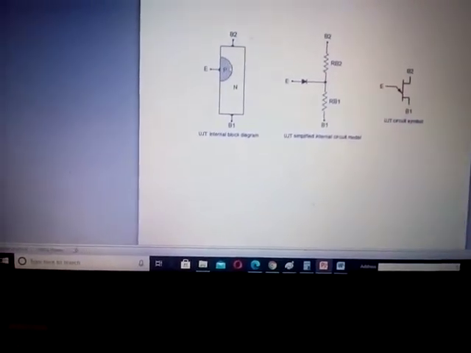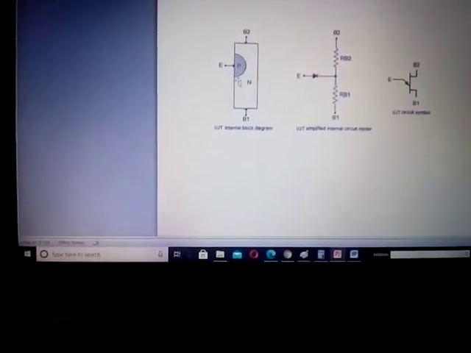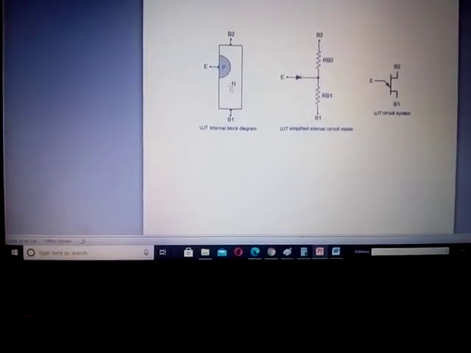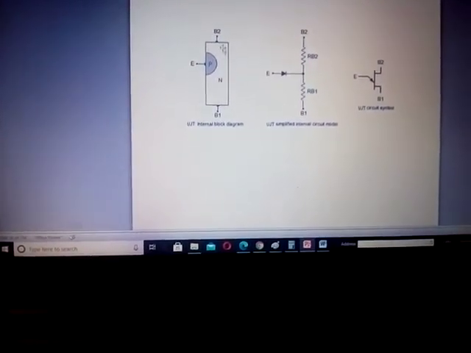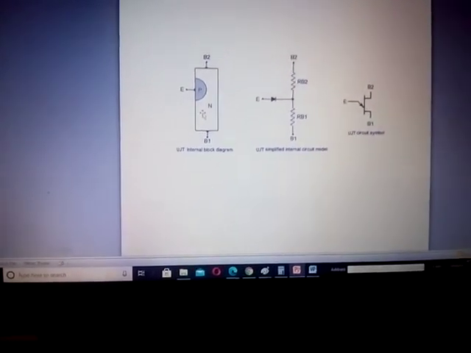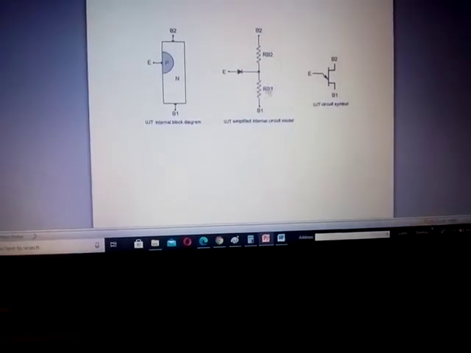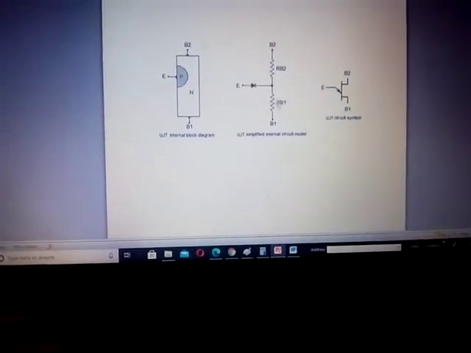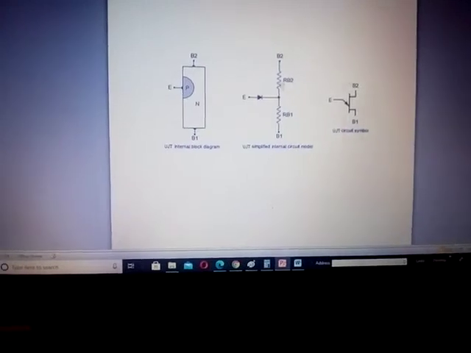This P region is constructed not in the middle of this N-type silicon bar. It is constructed a little bit above the middle of the bar. So RB1 will be higher than RB2.